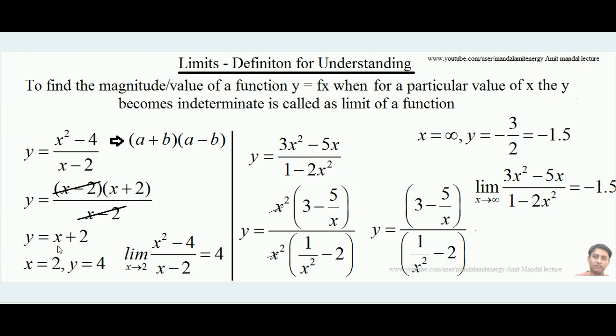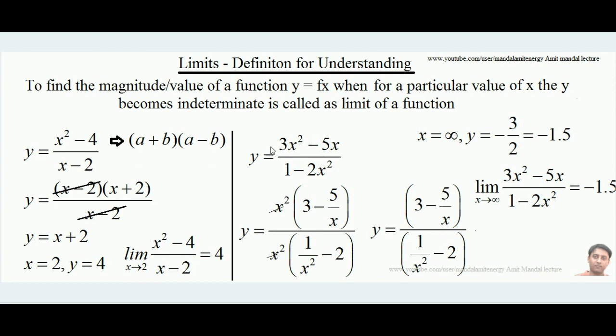Now in case you put x = 2, you get y = 4. It means that now you have found the limit of this function: limit x tends to 2, (x² − 4) upon (x − 2) equals 4. That's it. By directly putting the value of x = 2, you get 0 by 0 form. By doing this mathematical analysis, we get the limit of the function equal to 4.